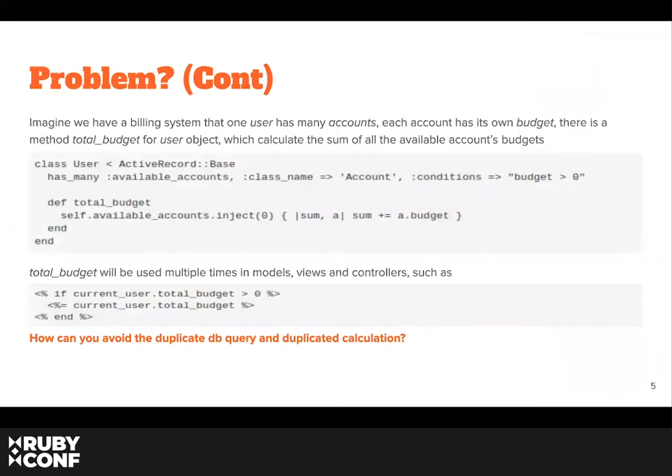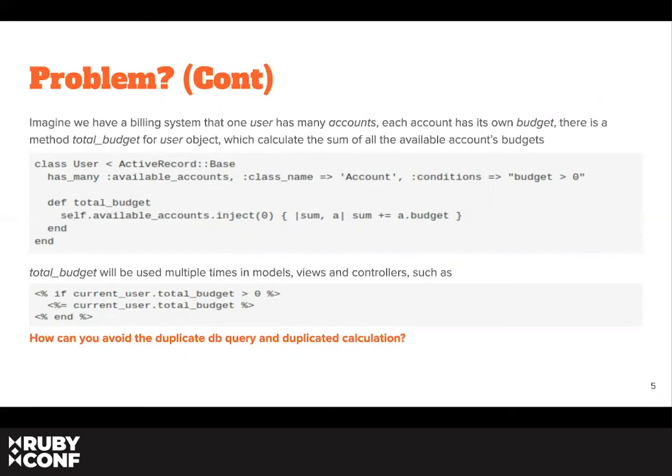So let's have a look at the code that has performance issues. Imagine we have a billing system and one user has many accounts. Each account has its own budget. There is a method, total budget, for the user object, which calculates the sum of all the available account budgets. This is the model definition. You can see it in the code. Total budget will be used multiple times in models, views, and controllers.